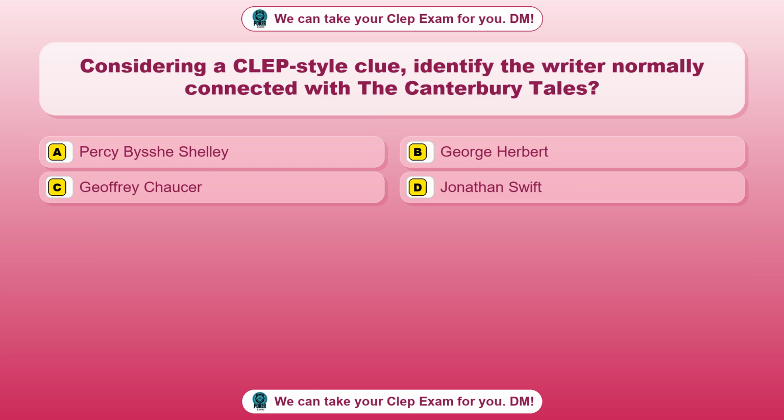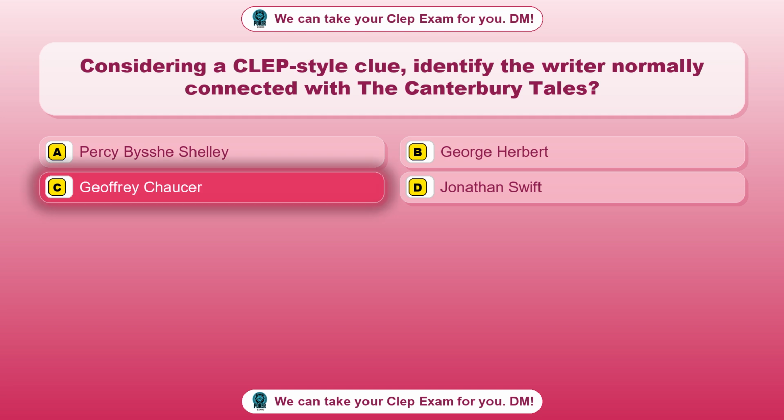Question 100. Considering a CLEP-style clue, identify the writer normally connected with the Canterbury Tales. Option A. Percy Bysshe Shelley. Option B. George Herbert. Option C. Geoffrey Chaucer. Option D. Jonathan Swift. The correct answer is option C.